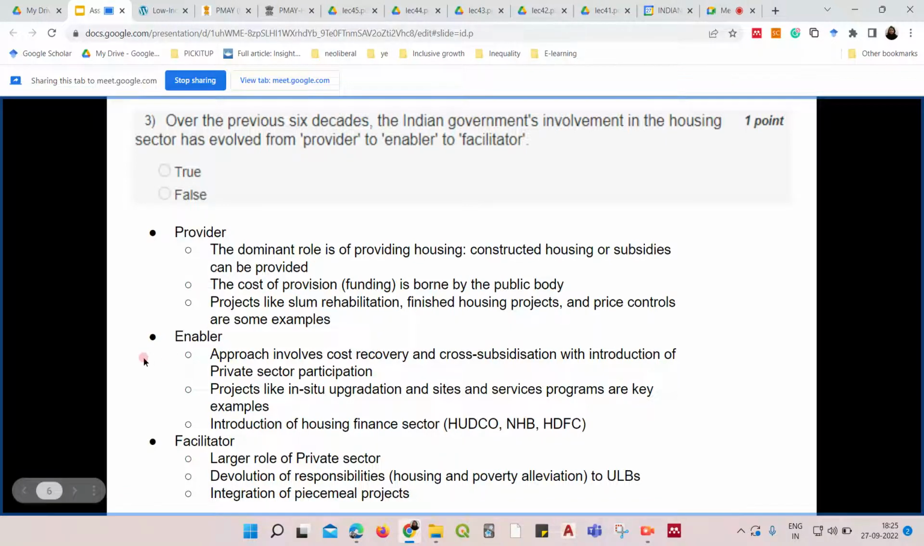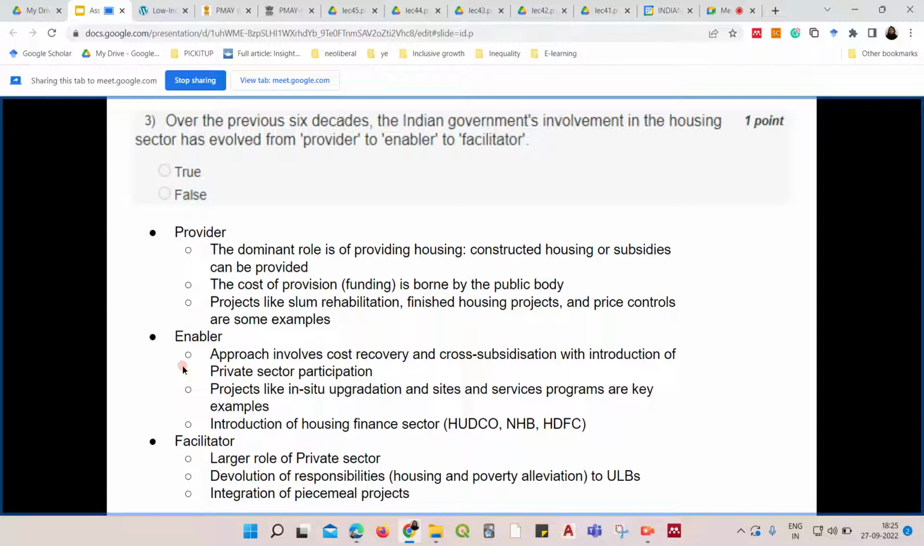The second is the role of enabler. In this, it shifts a little bit from the provider. So government is not doing all the heavy lifting. It shifts its role, and it involves a little bit of private sector participation in the housing sector. So instead of providing constructed housing, it goes on to cost recovery, and then instead of providing direct subsidies, it introduces schemes like cross subsidization.